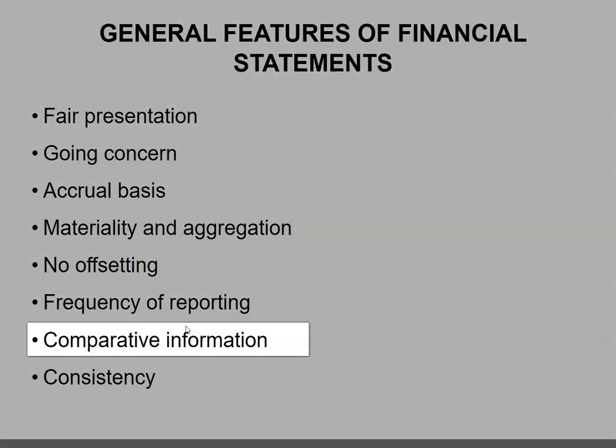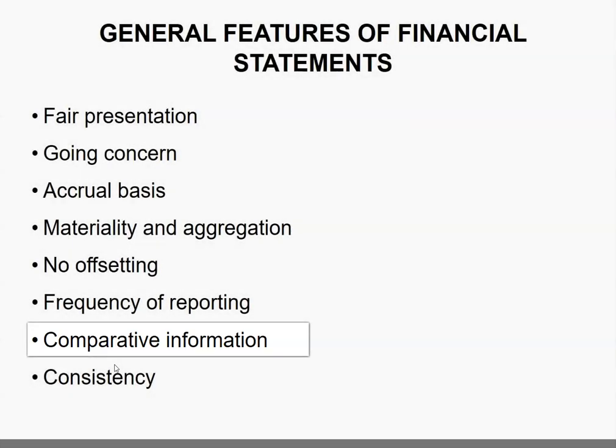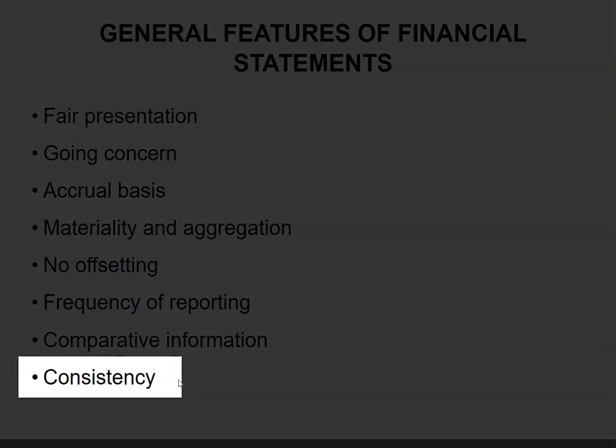Reporting entities should include in their financial statements comparative information from the previous periods. The comparative information of prior periods is disclosed for all amounts reported in the financial statements unless the International Financial Reporting Standards requires or permits otherwise. Financial statements are prepared and presented consistently over time.